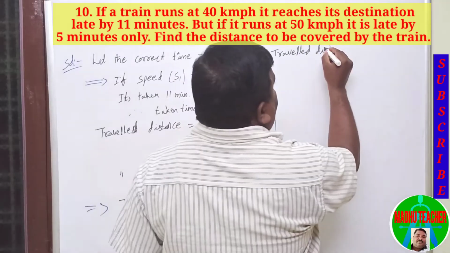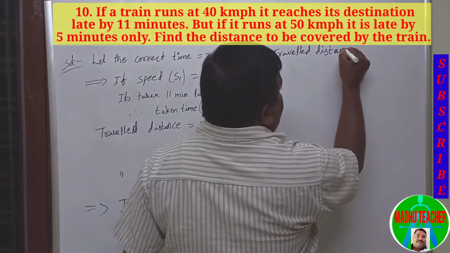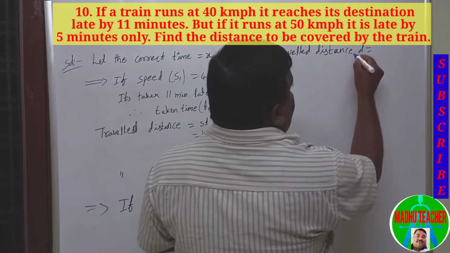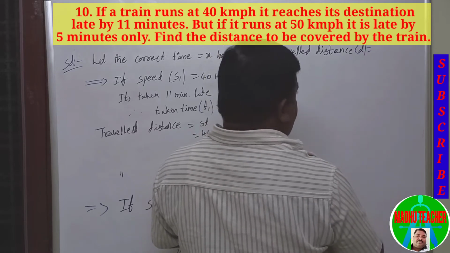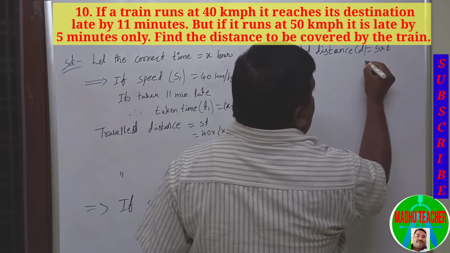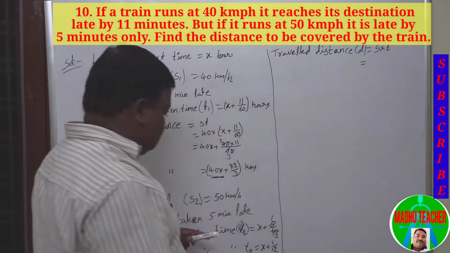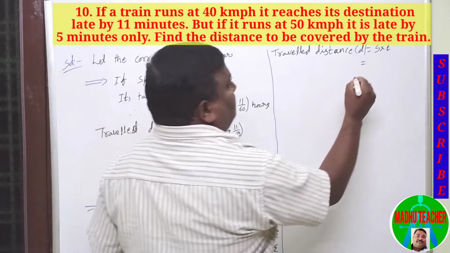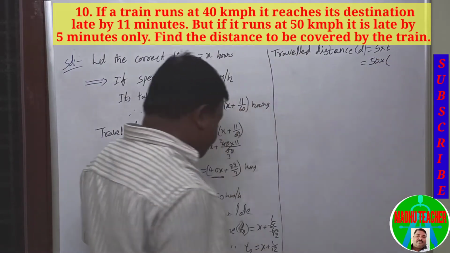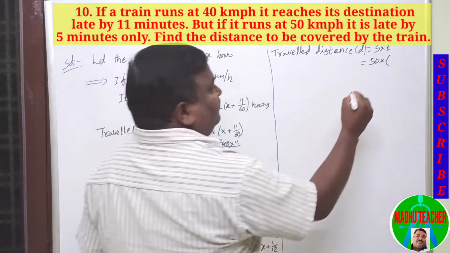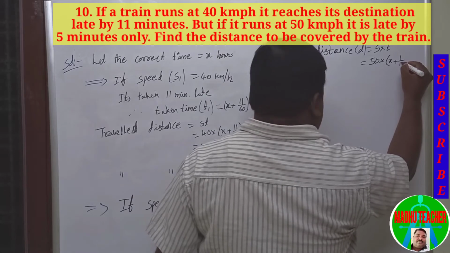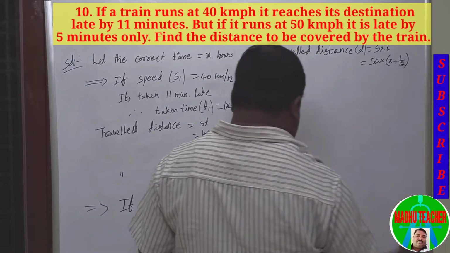Traveled distance d equals speed into time. What is the speed? Speed is 50 kilometers per hour, 50 into time, which is x plus 1 by 12. So it is 12, not 2.